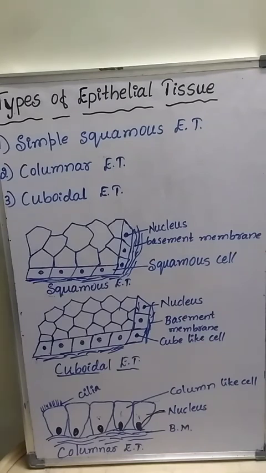And these cuboidal epithelial tissues sometimes form glands. The cells of the cuboidal epithelial tissues fold inward and may form multicellular glands. Then it is called glandular epithelium. Those glands secrete particular types of enzymes or hormones.